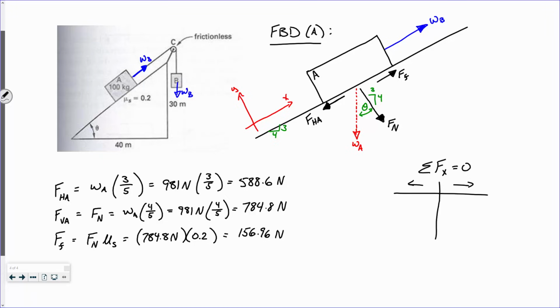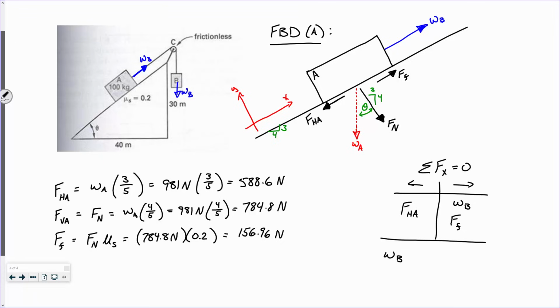What do I got going on here? Okay, so going this way, I've got W sub B, and I've got F sub F, and then going this way, I've got F sub H A. Does that make sense? Everybody okay with that? All right. Okay. Let's see what's going on there.